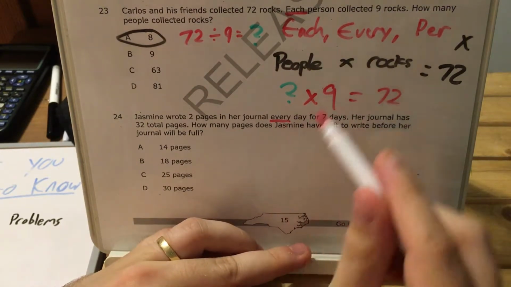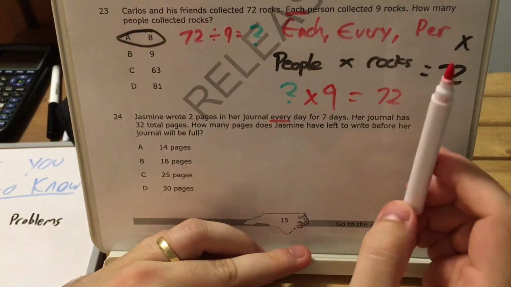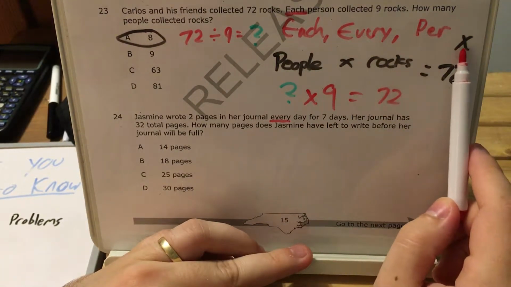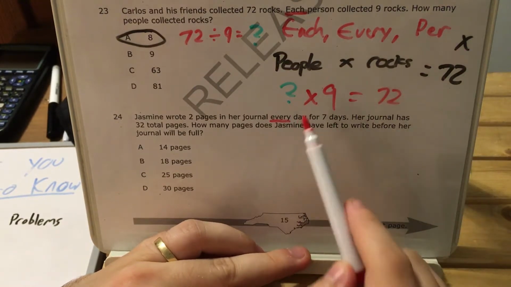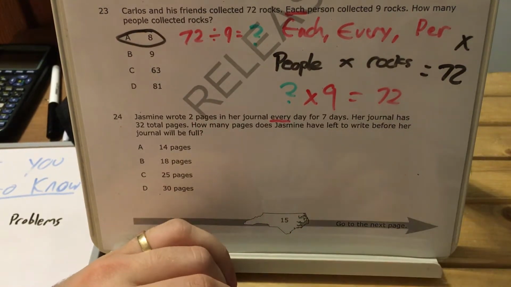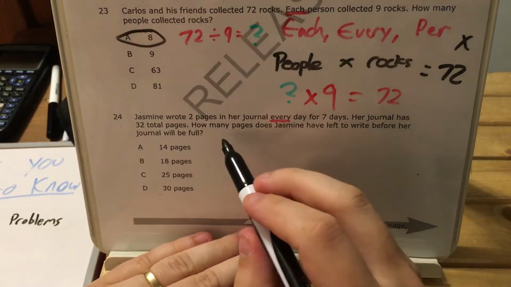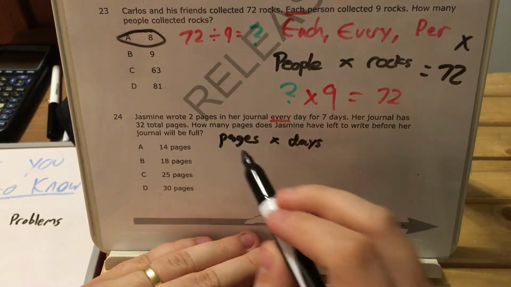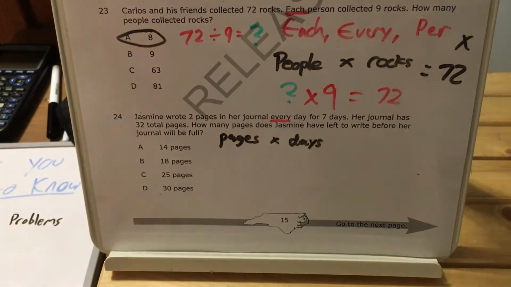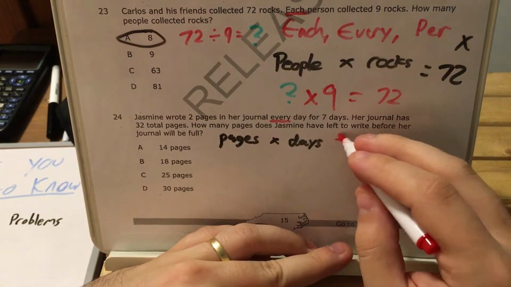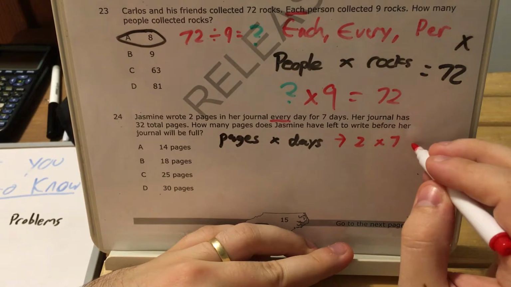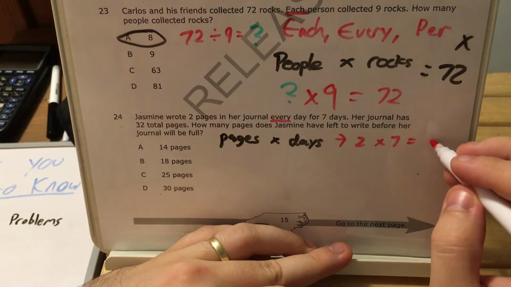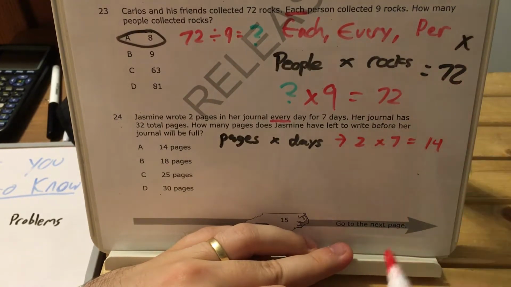And if you see up here, my leftover work from question 23, I started by saying that if we see each, every, or per, we can pretty reasonably assume that we're going to have to multiply something. And we see every down here: 2 pages in her journal every day for 7 days. So that means I'm going to have to multiply my pages by my days. If it's 2 pages for 7 days, you can use a calculator for this, but I know my times tables, and I know that this is just 14 pages so far.